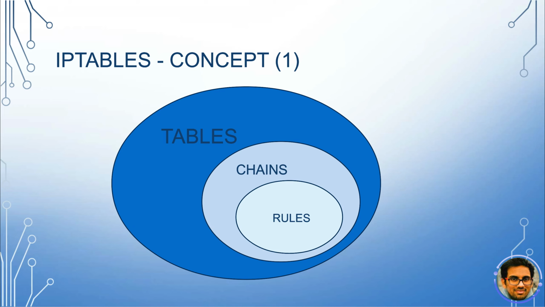Chains are sequences of rules that define how the packet should be processed. They act as a set of instructions for the firewall, determining the fate of the packet that traverses the networking stack. Rules are directives that define how packets should be processed within a chain. Each rule consists of criteria that the packets must meet and an associated action to be taken when the criteria are met. The most common actions include accept, drop, and modify.